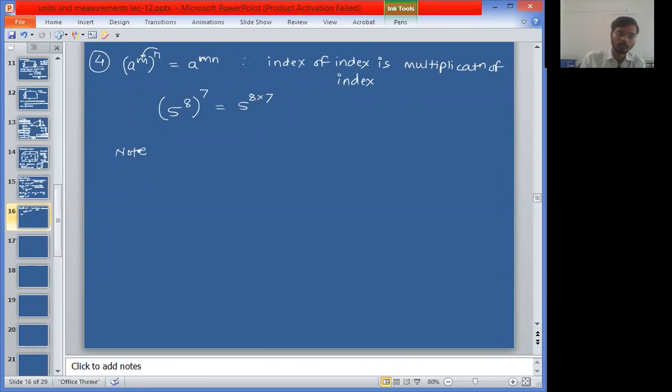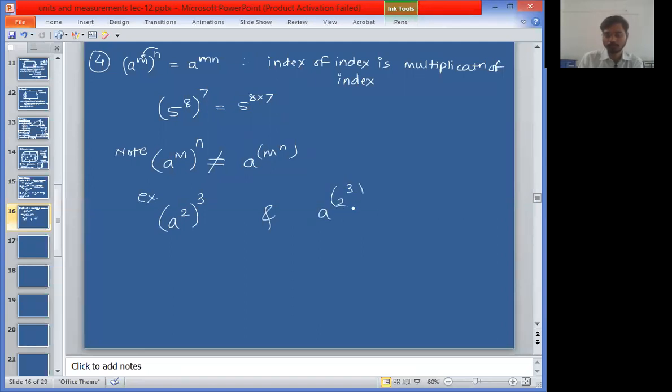Note, a raised to m bracket raised to n is not equal to a raised to m raised to n. This is different. Example, a raised to 2 bracket raised to 3 and a raised to 2 raised to 3. These are two different things. Why? a raised to 2 bracket raised to 3 means a raised to 2 into 3, which is equal to a raised to 6.